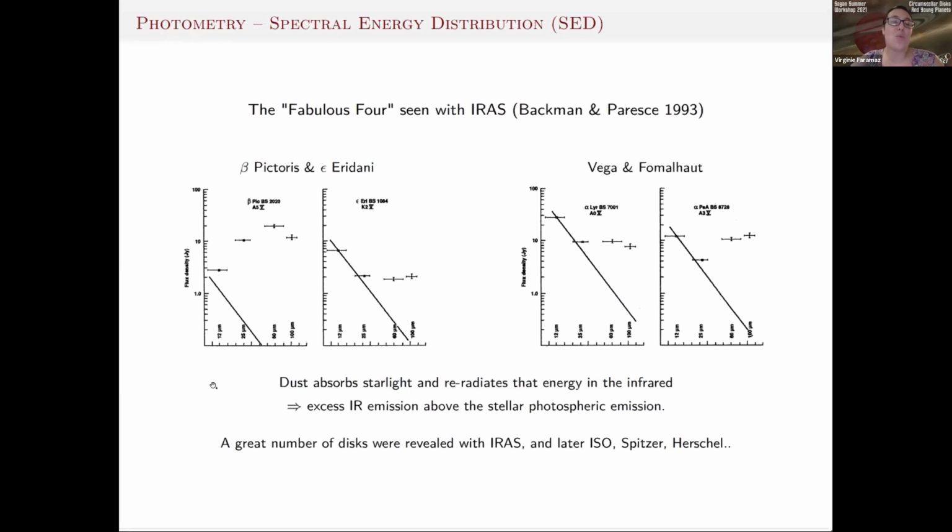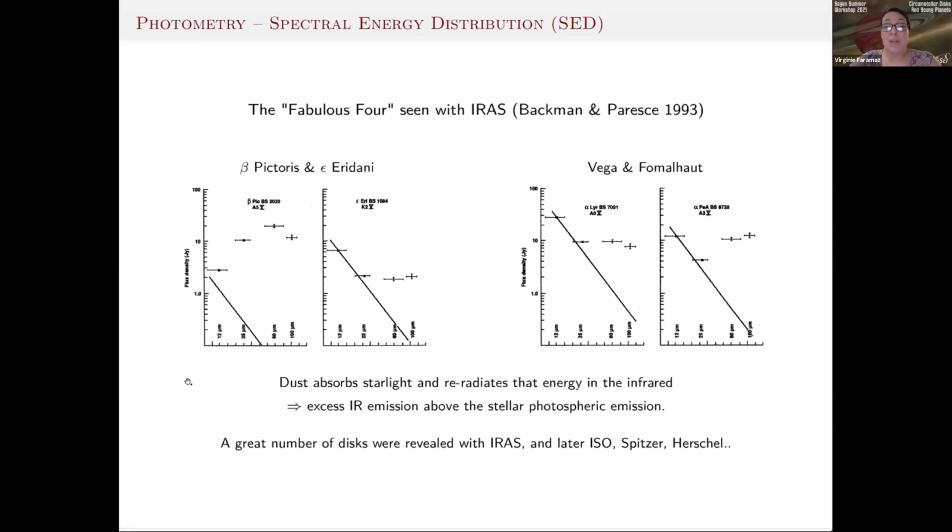Basically, what happens is when a star is surrounded by a debris disk, a circumstellar disk, I'm saying debris disk because I'm mainly doing debris disks, but when a star is surrounded by a circumstellar disk, the dust will absorb the starlight and re-radiate the energy in the infrared.